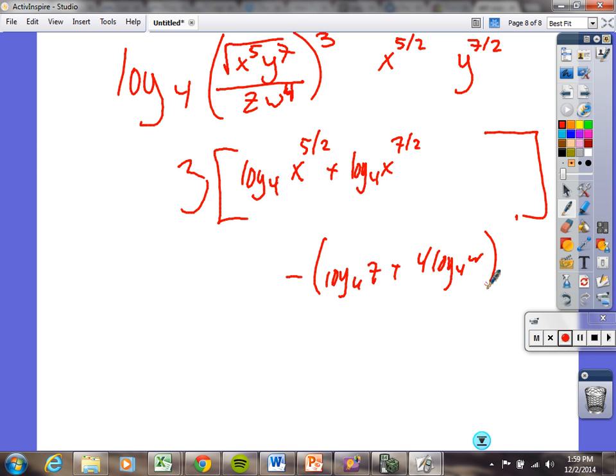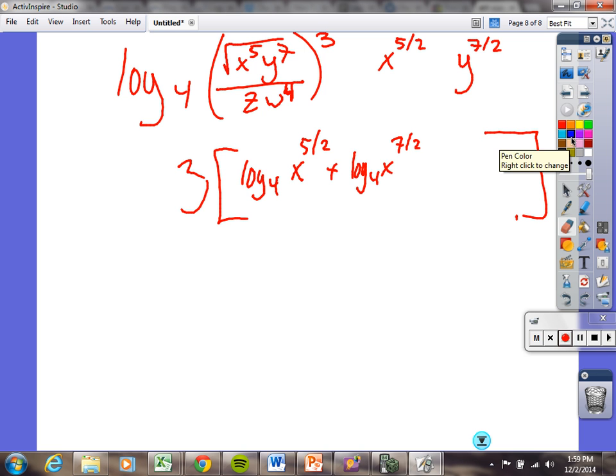Yeah, question. Yes, sir. In the brackets, it says log 4 x to the 7 halves. X to the 7 halves. I'm not done with that yet. Shouldn't it be x to the y? Oh, I see what you're saying.